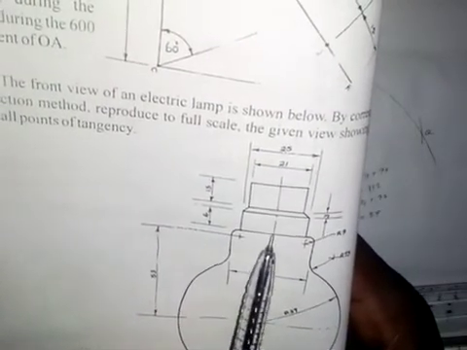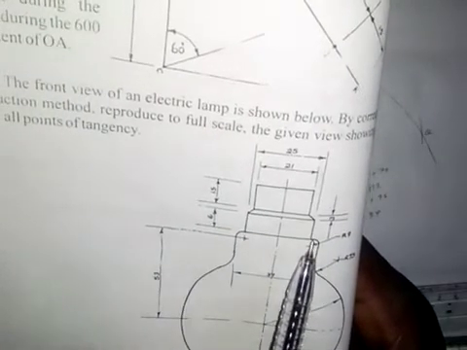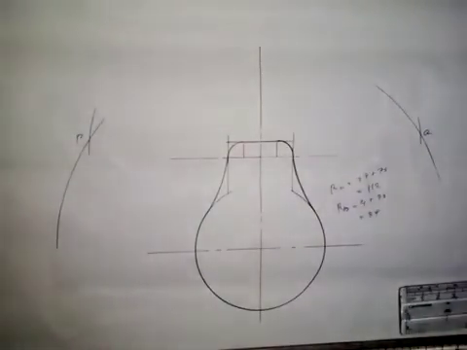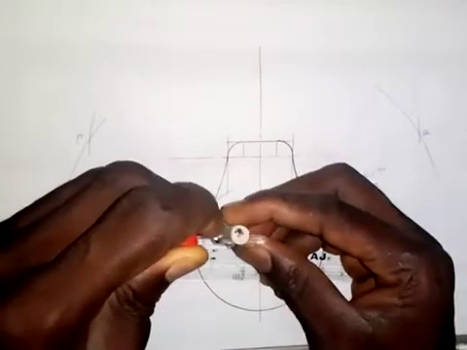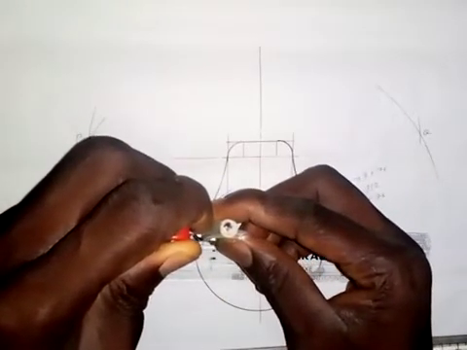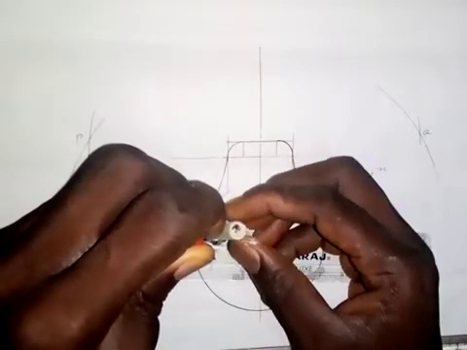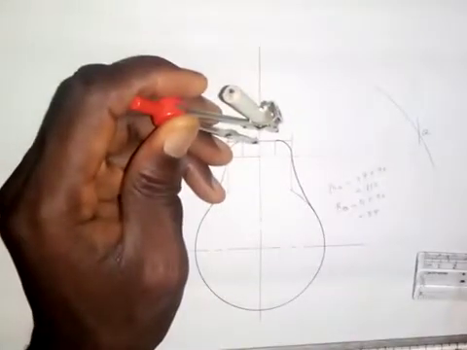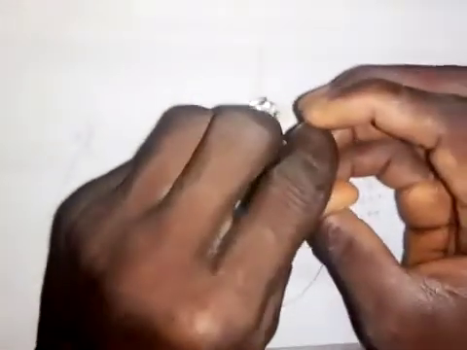The distance from here to here is 25 millimeters. So 25 divided by 2 will give me 12.5. So I will take 12.5 millimeters on my ruler. It's better I use my compass to do that. So 12.5 millimeters. This is not work that you can rush. So put it at this center here. Then you make an arc here. Then you make an arc here.